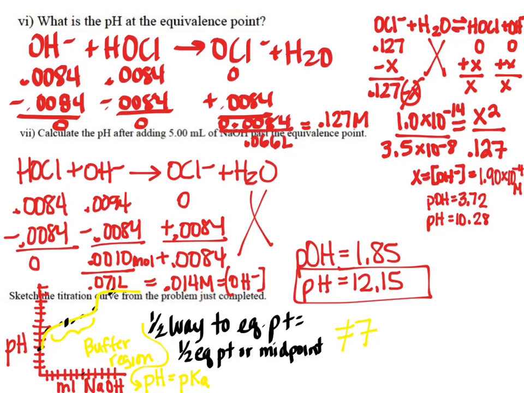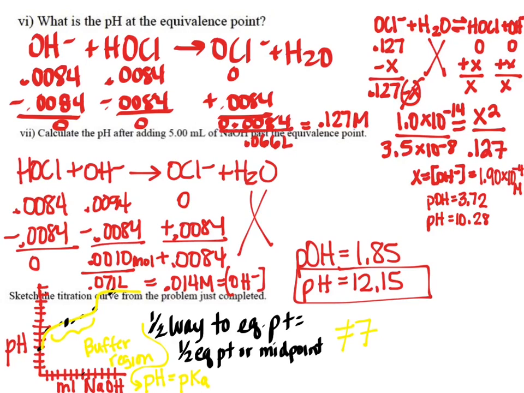I'm sorry, where did you get the 7.5? I went to the 21. I went halfway to my equivalence point. My equivalence point was at 42, and I went halfway of that, which is 21. And I went to see what the pH is on the other pH graph that we made.